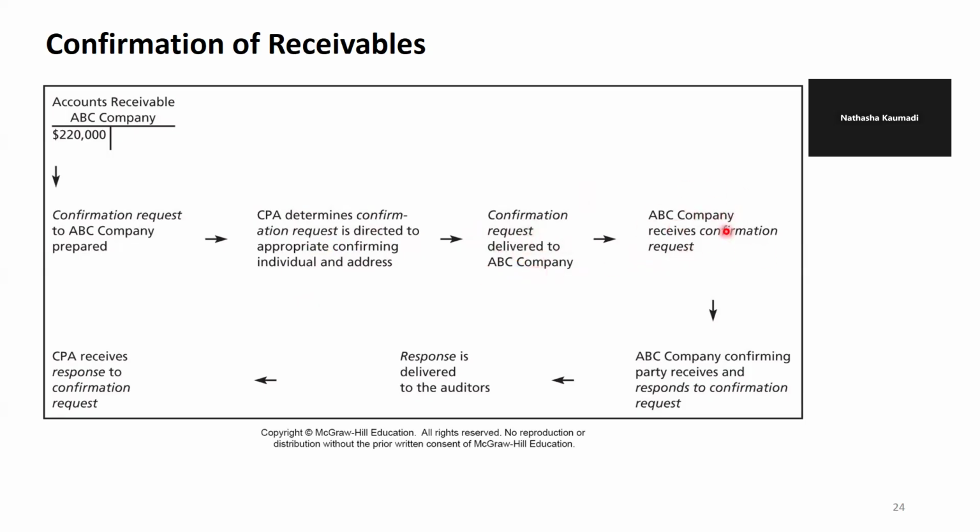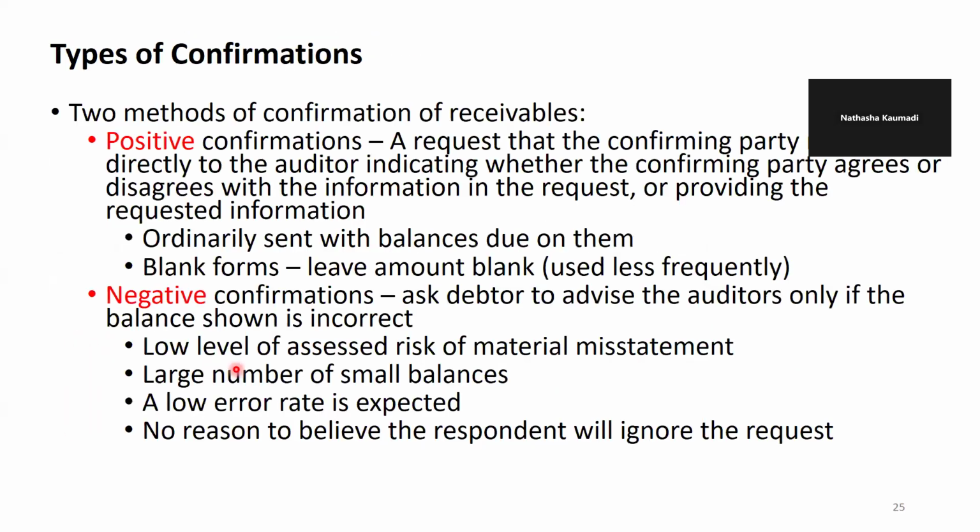ABC company receives the request. ABC company, the confirming party, receives and responds to the confirmation request. Response is delivered to auditors. Remember, after the confirmation request, the reply from the confirming party should be directed to auditors, not the client. And then CPA receives response to confirmation request. So this is how you get it.